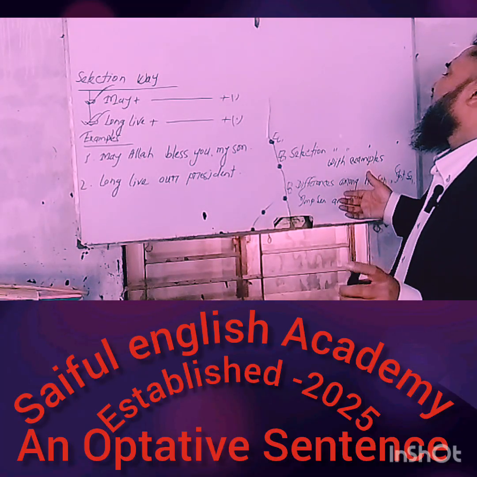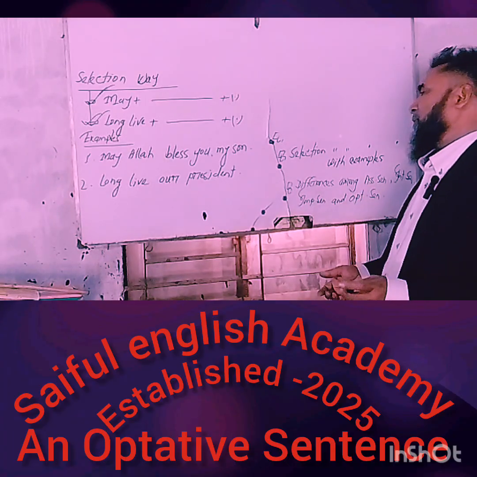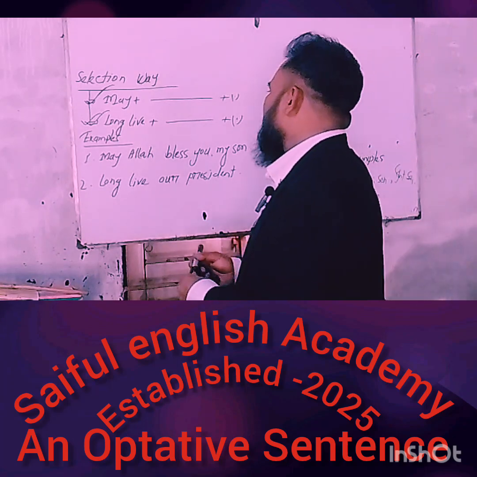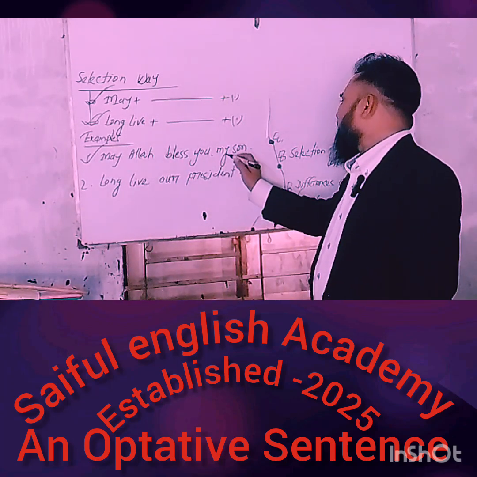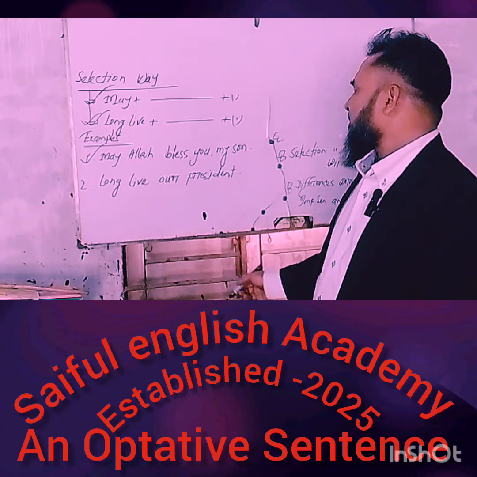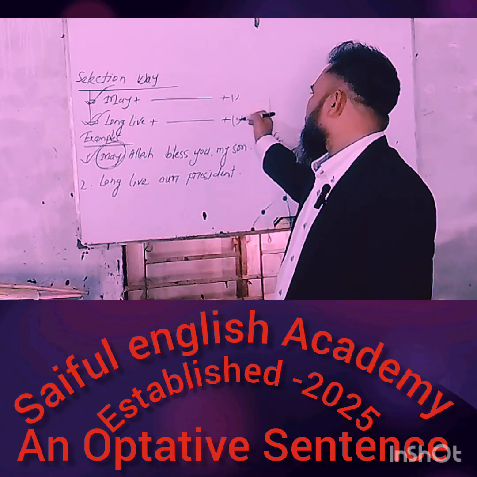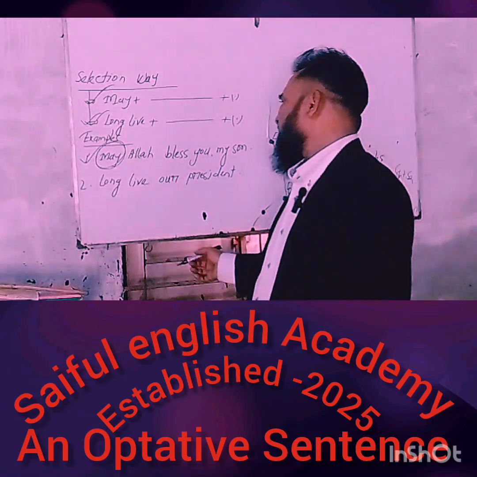With reference to the structure, my dear learners, I have written two examples on the board. So, take a look at the board and try to understand. First example is, May Allah bless you, my son. This sentence is started with may and finally ended with a full stop. Of course, this sentence is an optative sentence.